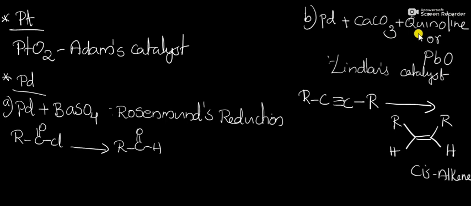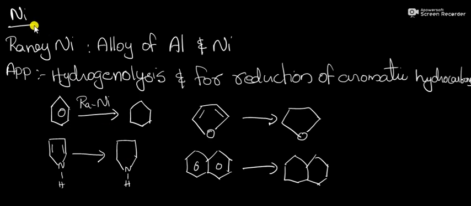The main application of Lindlar catalyst is the reduction of alkynes. Alkynes will be converted into alkenes, and it will be a cis alkene. That is the stereochemistry of the product. So using Lindlar catalyst, we get cis alkene from alkyne. That's about palladium catalyst.